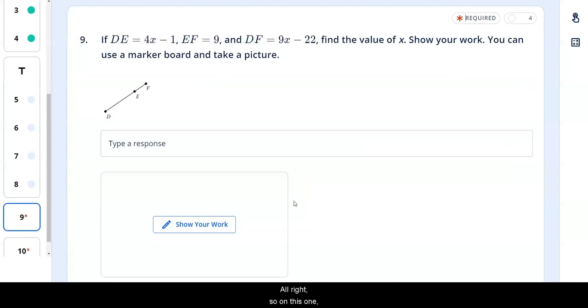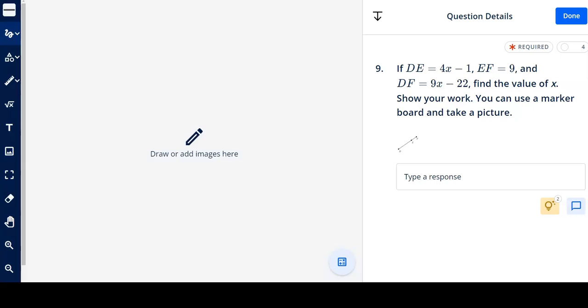All right, so on this one, you're going to want to use your marker board because we have: if DE equals 4x minus 1, EF equals 9, and DF equals 9x minus 22, we want to find the value of x. I am going to just type it so you can follow along on a marker board. So again, first thing we do is we make our list.